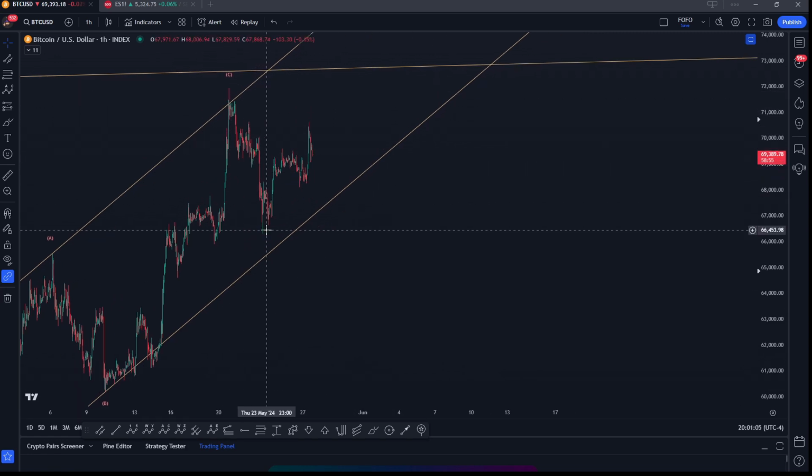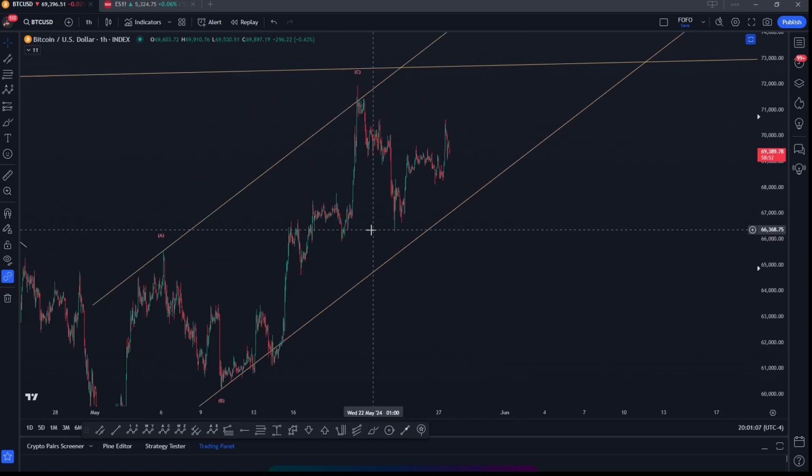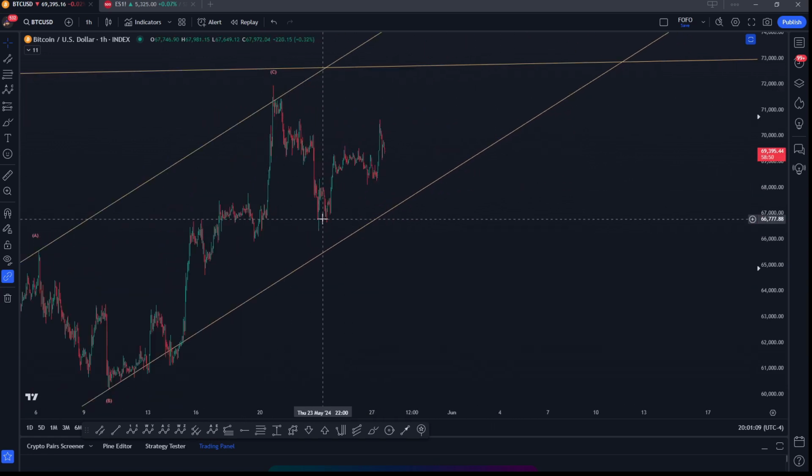Now this is ambiguous. This could be counted either way as 3 or 5. I can count this about 3 different ways, just this move down on the hourly. I can count that as an impulse. I can count that as a double zigzag. I could probably count it as a single zigzag if I really put my mind to it. Regardless, it's very ambiguous on what it is. No idea what that is.